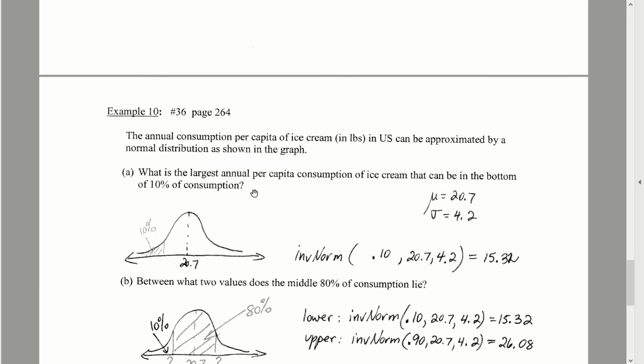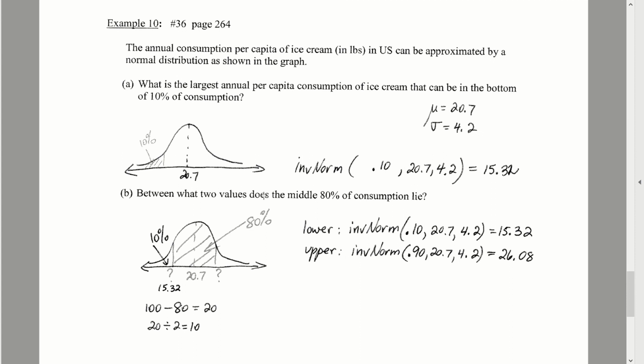We'll do one more example, kind of closely related. They didn't copy this down in the notes that I handed out or put on D2L, but if you look at this problem, the mean as stated in the book was 20.7, and its standard deviation is going to be 4.2, and now we're looking at the annual consumption of ice cream in pounds. The question they ask first is, what is the largest annual consumption per capita that can place somebody in the bottom 10% of consumption? So we can go ahead, it's a good idea to draw a rough sketch.